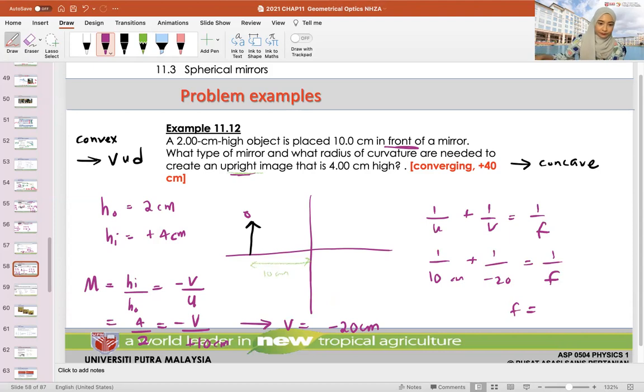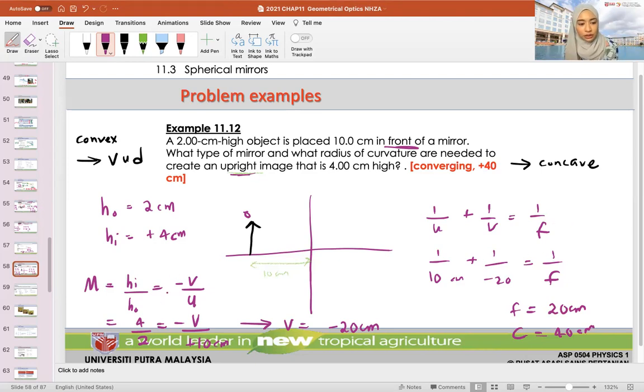Salah je jawapan saya ni. Kemana saya silap kan? Oh, itu yang F tu kena times 2 kan? F tu kena times 2. Oh yes, betul. You're right. So this is 20 centimeters. So C should be 40. You're right. It's not asking us about the F, it's asking us about the C. All right, thank you so much.